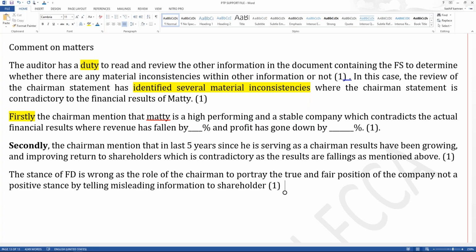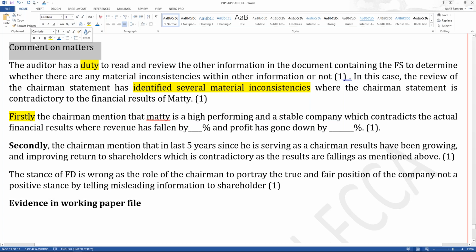well. So you can even comment less than 5 above, and then you put the heading evidence in working paper file, and you write a couple of evidences. So if you can just write like 3 matters or 4 matters, and you can write 1 evidence in the working paper file, that's even fine. But never write 0 evidence in working paper file. So you can reduce the number of matters above and make space for evidence in working paper file. Is that clear to all of you? So are you understanding the way to write comment on the matters?